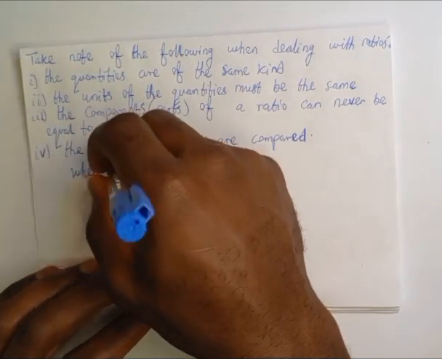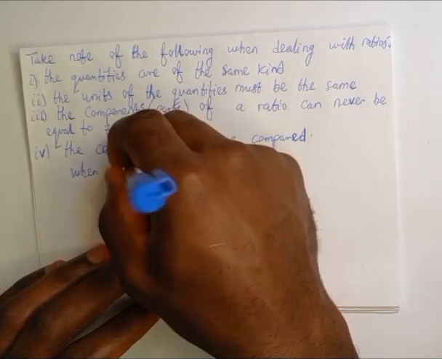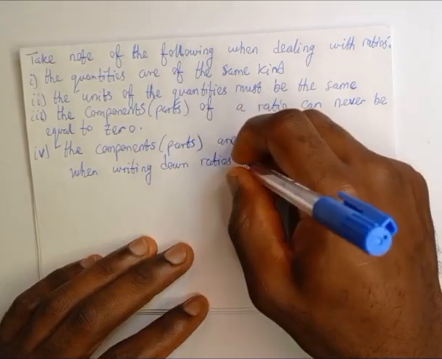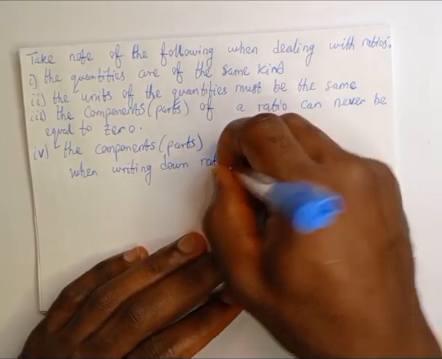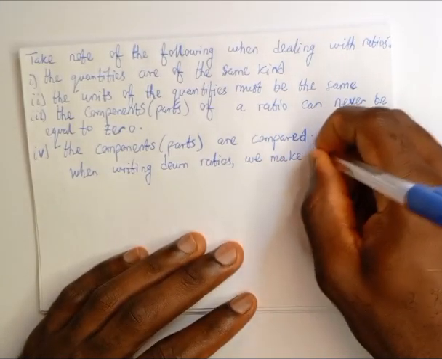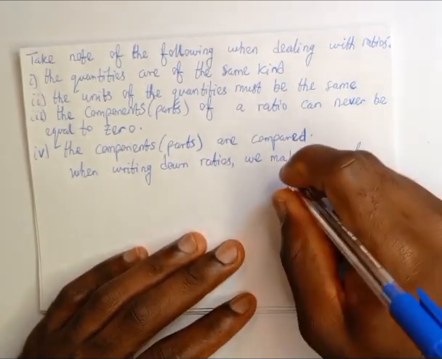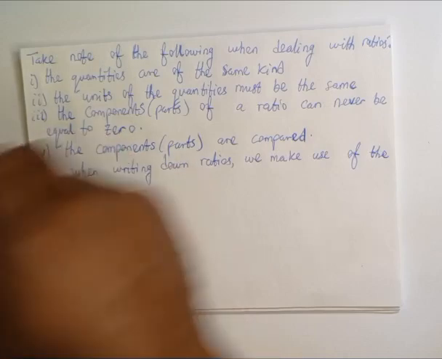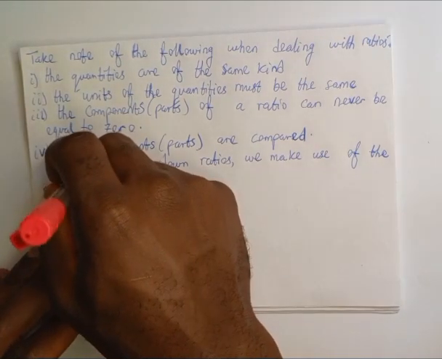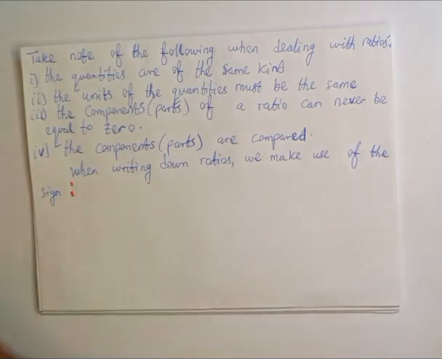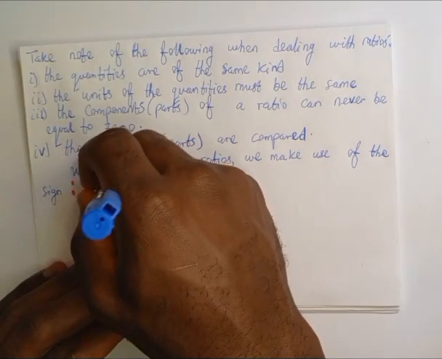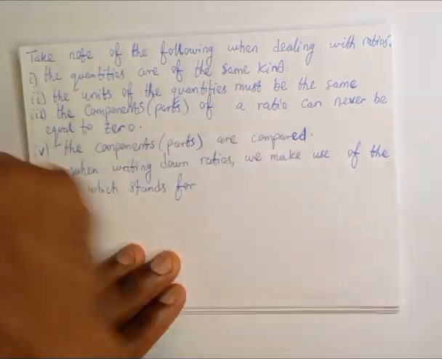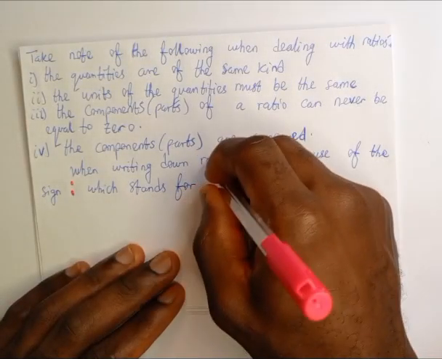Now let's take down this small paragraph. When writing down ratios, we make use of the sign, two dots as such, like this, which stands for, I'll put it in quotes, "to".